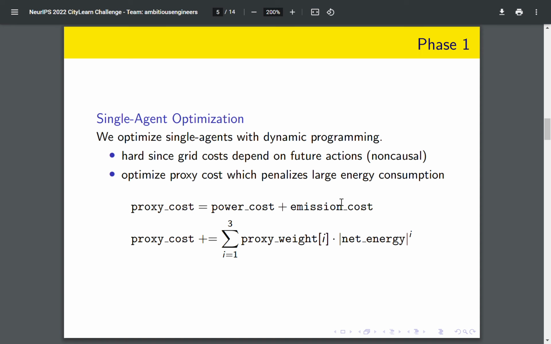So instead, we optimized with respect to a proxy cost. And the idea here is to penalize actions that lead to large energy consumption. So in particular, our proxy cost starts off like the average cost, but then we add these penalty terms. So we penalize the group's net energy, the absolute value of that, the net energy squared, and net energy cubed. And then these proxy weights, they're just parameters that we tuned.